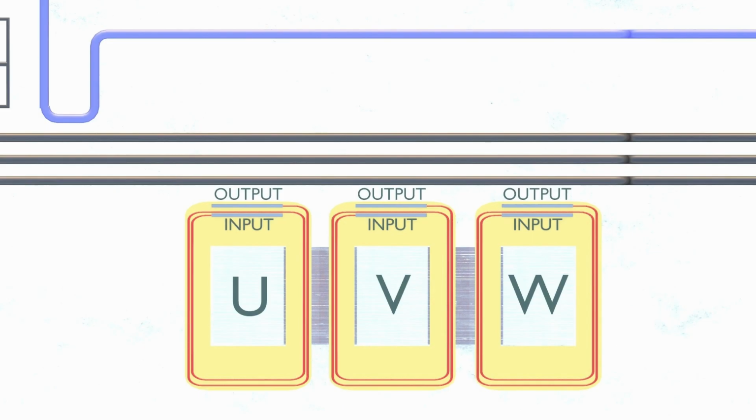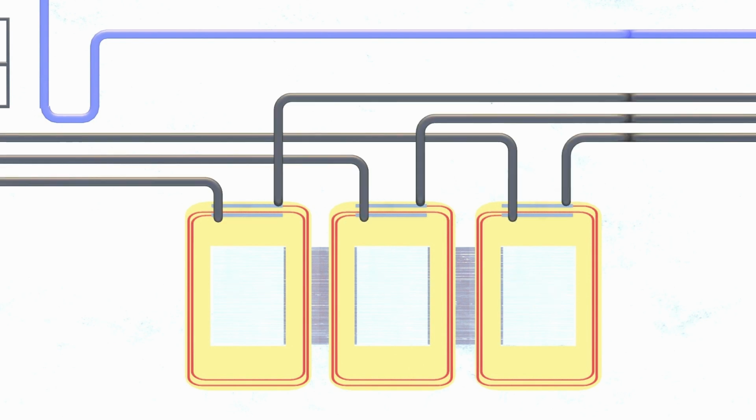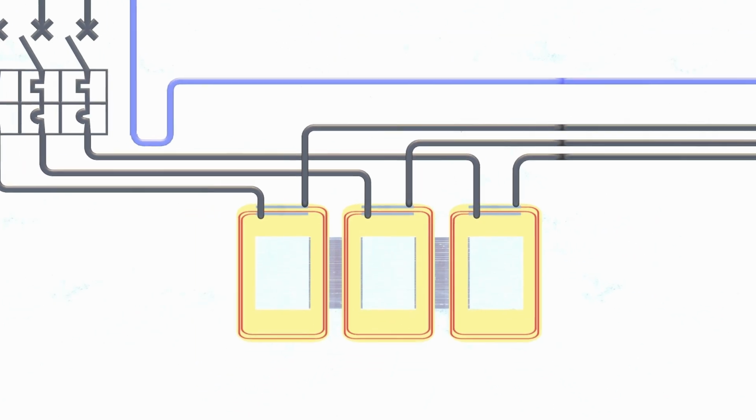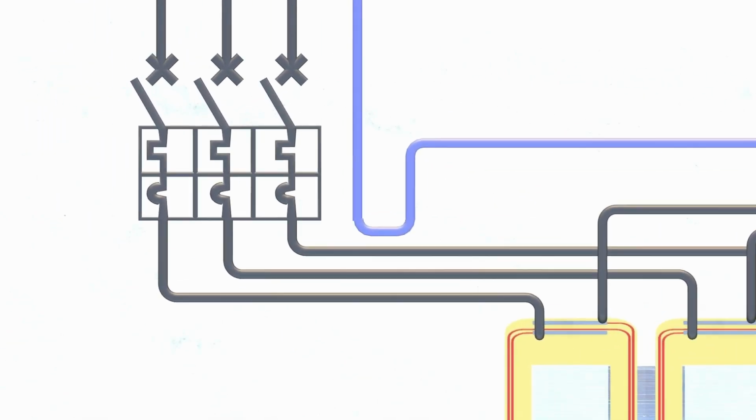Let's start with installing the efficiency filter. It is going to be installed in the main line in series. The neutral conductor remains untouched. It will not be interrupted. Only the three phases are connected with the windings through the input and output connections. The main switch is being closed.